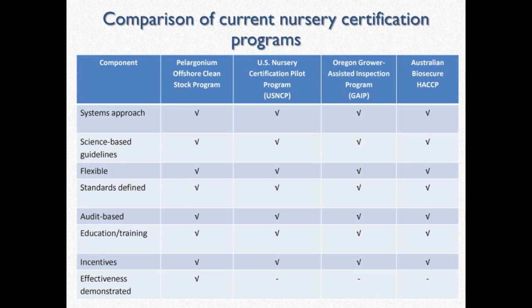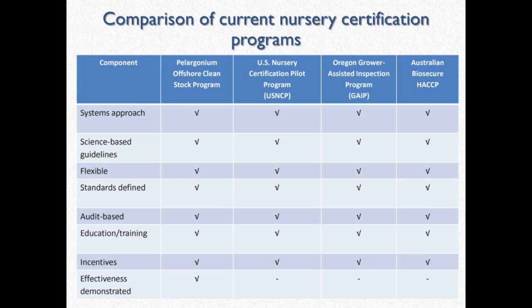There's the Pelargonium Offshore Clean Stock Program, which was put in place to make sure that Ralstonia solanacearum was not being brought into the country. And basically this assures that any geraniums that are produced offshore have to be grown in such a way, according to a systems approach, that they cannot possibly harbor Ralstonia solanacearum. It has been very, very effective.